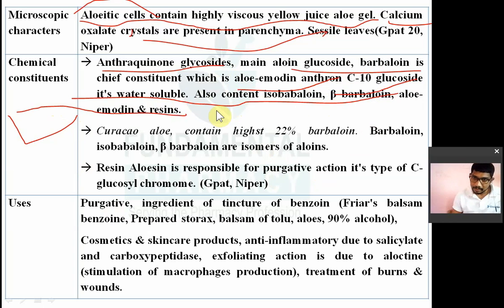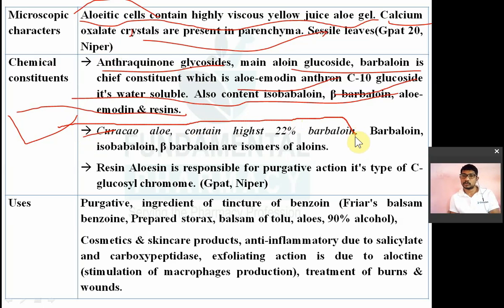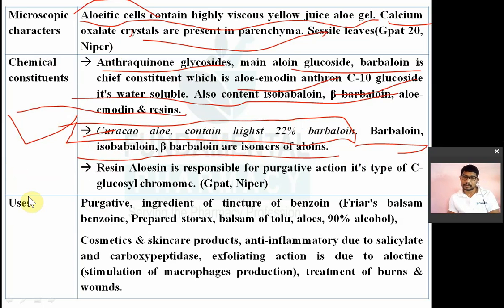Aloe barbaloin is the main content which is having nothing but the aloe anthron C10 side chain. It is responsible for the purgative activity. So purgative activity of your aloe vera is because of this barbaloin. Curaçao aloe consists of the highest amount of barbaloin. 2% barbaloin is present in the Curaçao aloe. So variety में ज़्यादा आता है Curaçao aloe. Curaçao aloe will have the highest amount of barbaloin. Now barbaloin, isobarbaloin, beta barbaloin, they are the isomers of aloin.